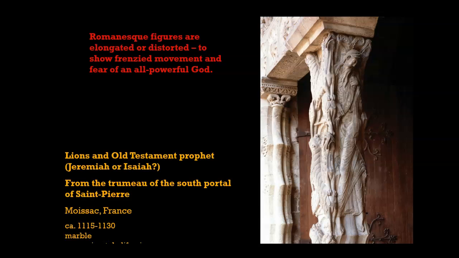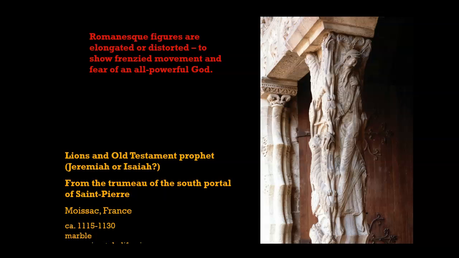Romanesque art places emphasis on strong emotional response rather than a natural appearance. So they're not looking for an exact realism. They're looking for an emotional response. So this next sculpture helps show that. It's really long and distorted. Everything's kind of stretched out. And they would say this is to show frenzied movement and fear of an all-powerful God.